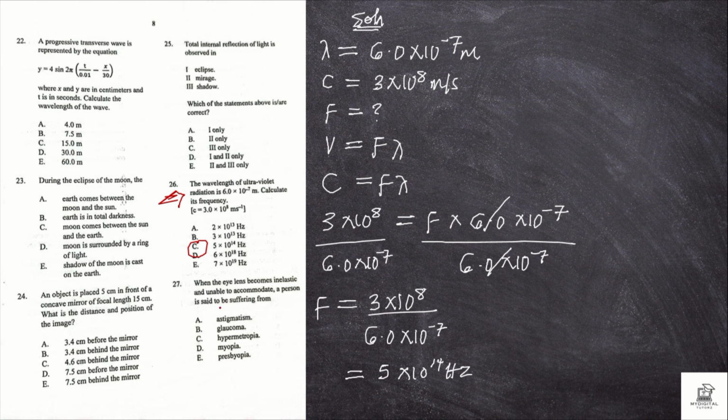So question 27 says, when the eye lens becomes inelastic and unable to accommodate, a person is said to be suffering from which of the following eye defect? A, astigmatism, B, glaucoma, C, hypermetropia, D, myopia, and E, presbyopia. So the correct option here is presbyopia. Are we together? So that is question 27.